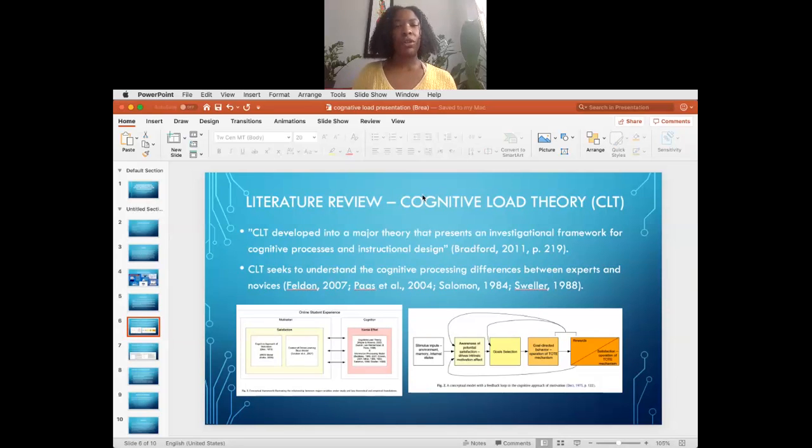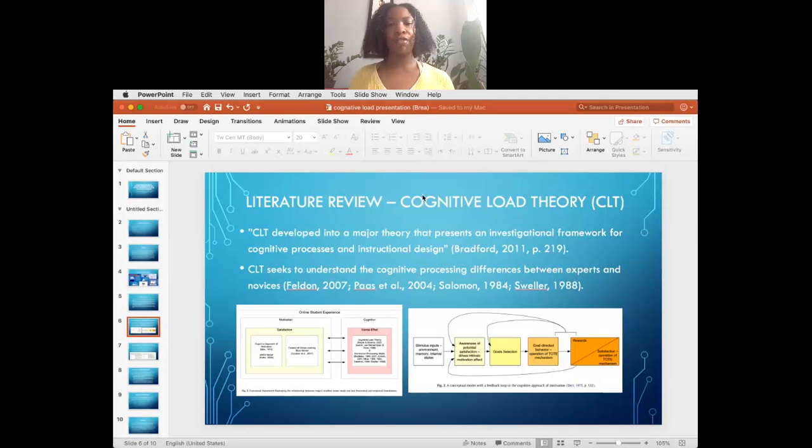Now we are moving on to the literature review portion, literature review in cognitive load theory. Based on research, cognitive load theory developed into a major theory that presents an investigational framework for cognitive processes as well as instructional design. Additionally, cognitive load theory seeks to understand the cognitive processing differences between experts and novices.